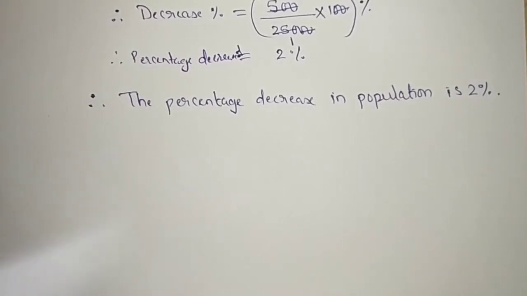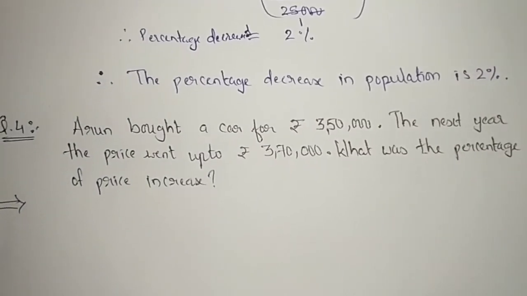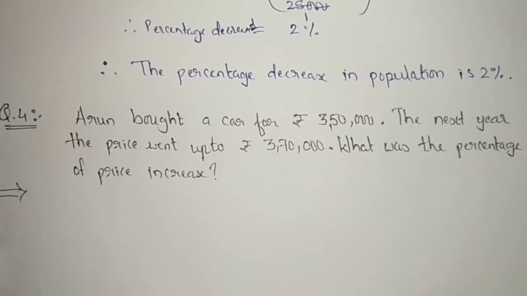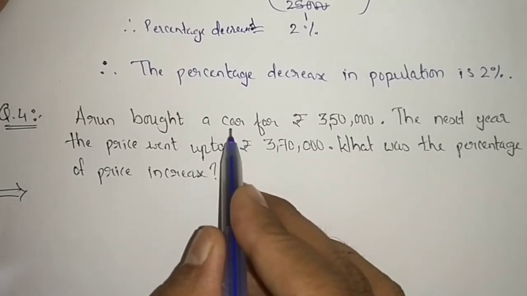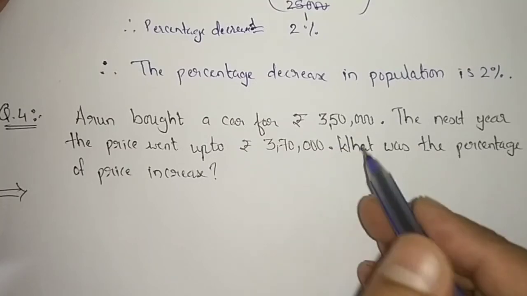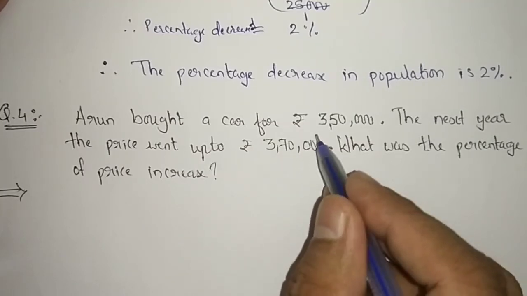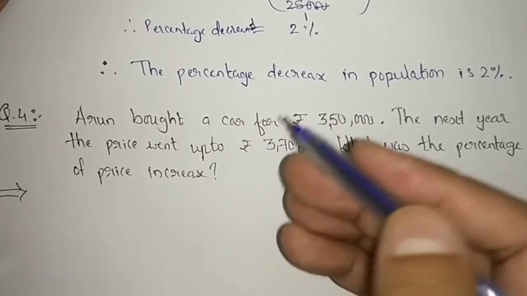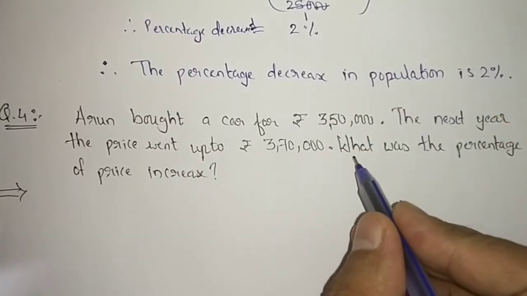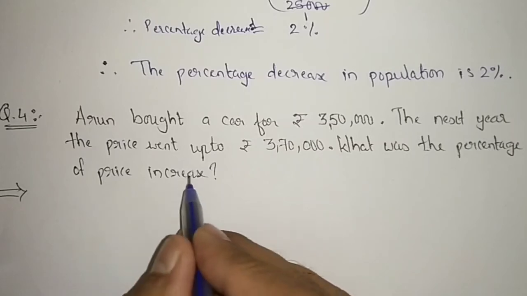Now let me write question number 4 first. Okay. So question number 4 is like this. Arun bought a car for rupees 3,50,000. The next year the price went up to rupees 3,70,000. One person named Arun bought one car for rupees 3,50,000. The same car next year went up to 3,70,000. That means the price of the car rose, that is, it increased. Now the question is, what was the percentage of price increase?